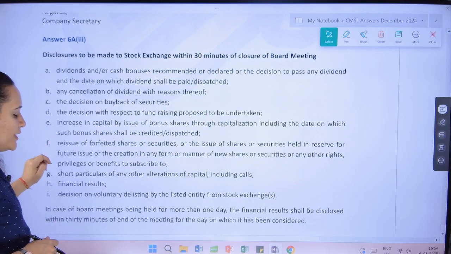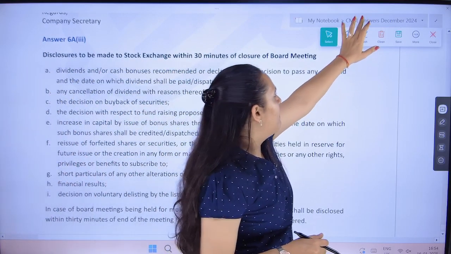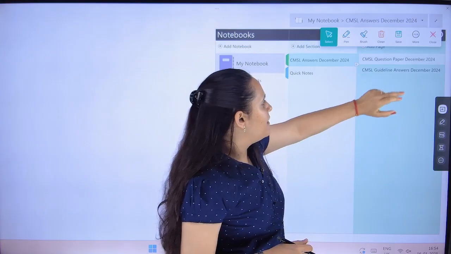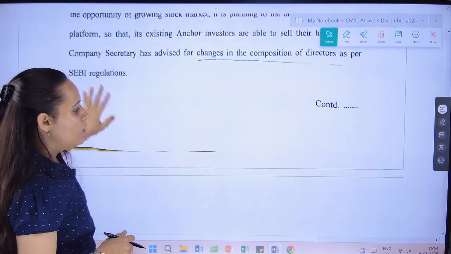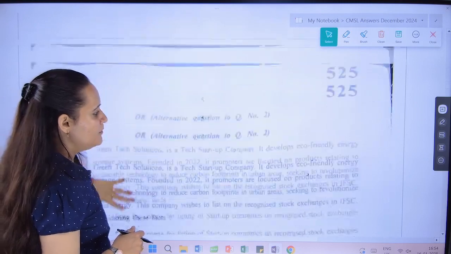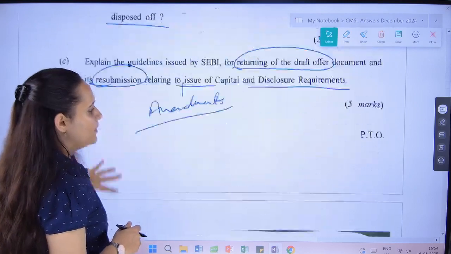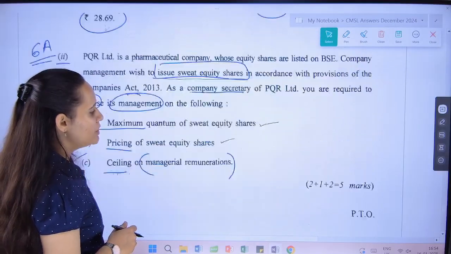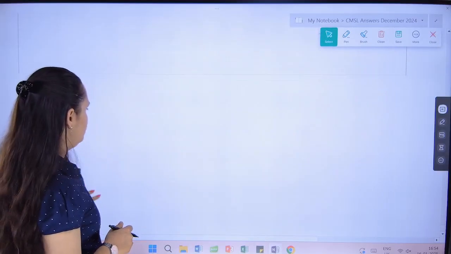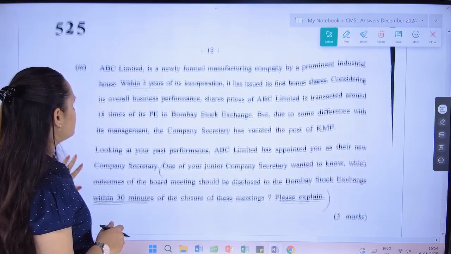Coming to the last question, they have asked about the disclosure requirements under LODR regulations about after the board meeting, when and what disclosures are required to be made within 30 minutes of conclusion. Let's see the facts.